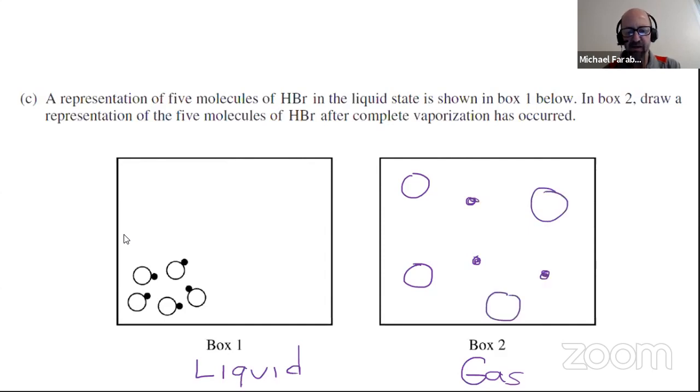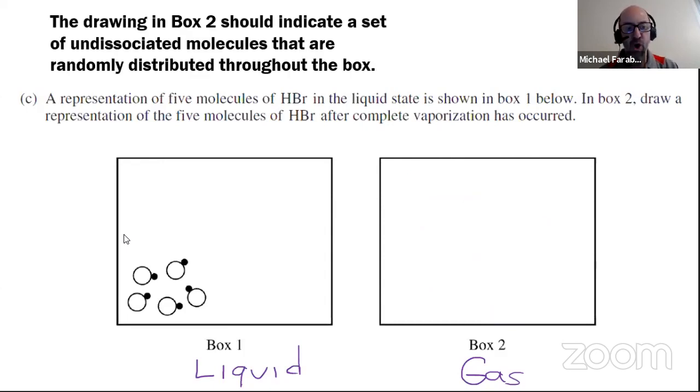Some students really are confused about what bonds you break when you undergo certain types of phase changes. So we are not doing this at all. We are not breaking the molecule up. Any student who were to draw a white circle separated from a black circle would not get credit for this, but you should show that they are distributed randomly throughout the box, because that's what gas particles do.